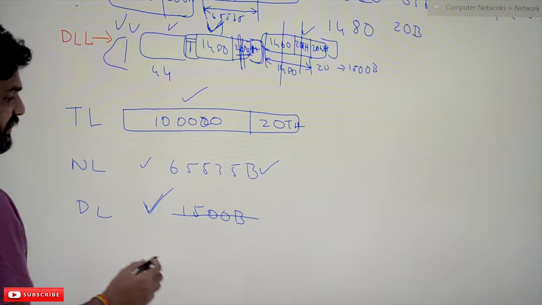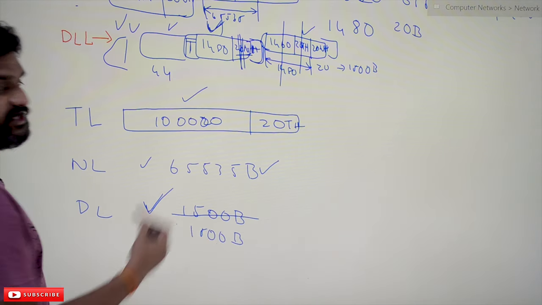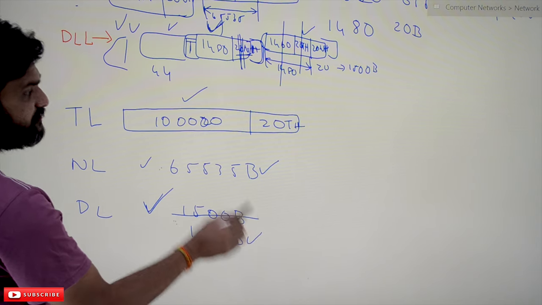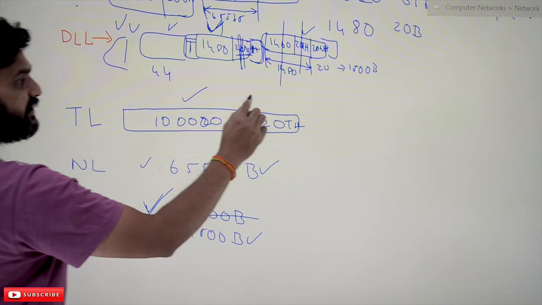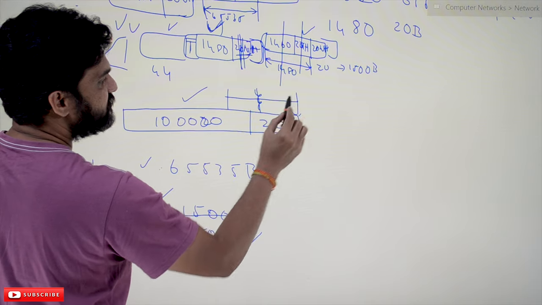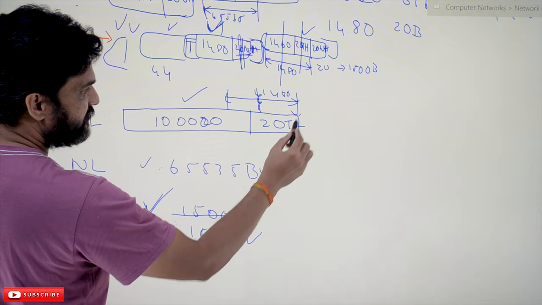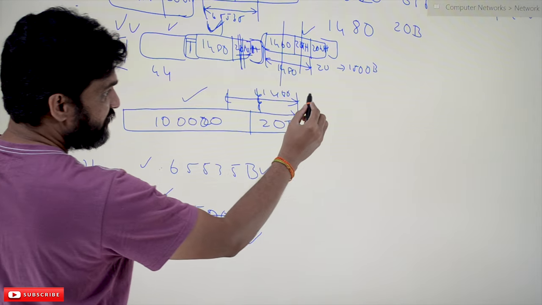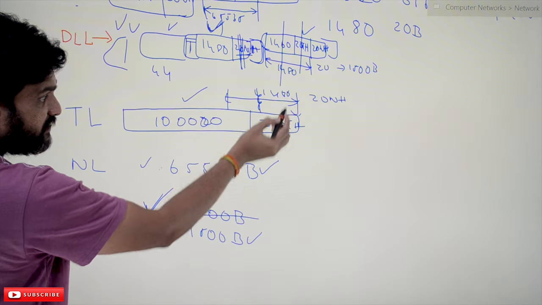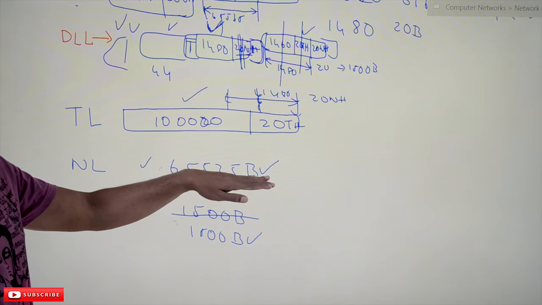For example, assume that our underlying network has only the capacity of 1500 bytes. Now between these two, what is the best choice? The best choice is 1500 bytes. So this entire data at the transport layer will get divided into pieces. It starts from here, and this is 1480 bytes, and the next 20 bytes will be for the network layer header. So it will divide this entire data into 1480-byte pieces, and these will get transmitted to the network layer.